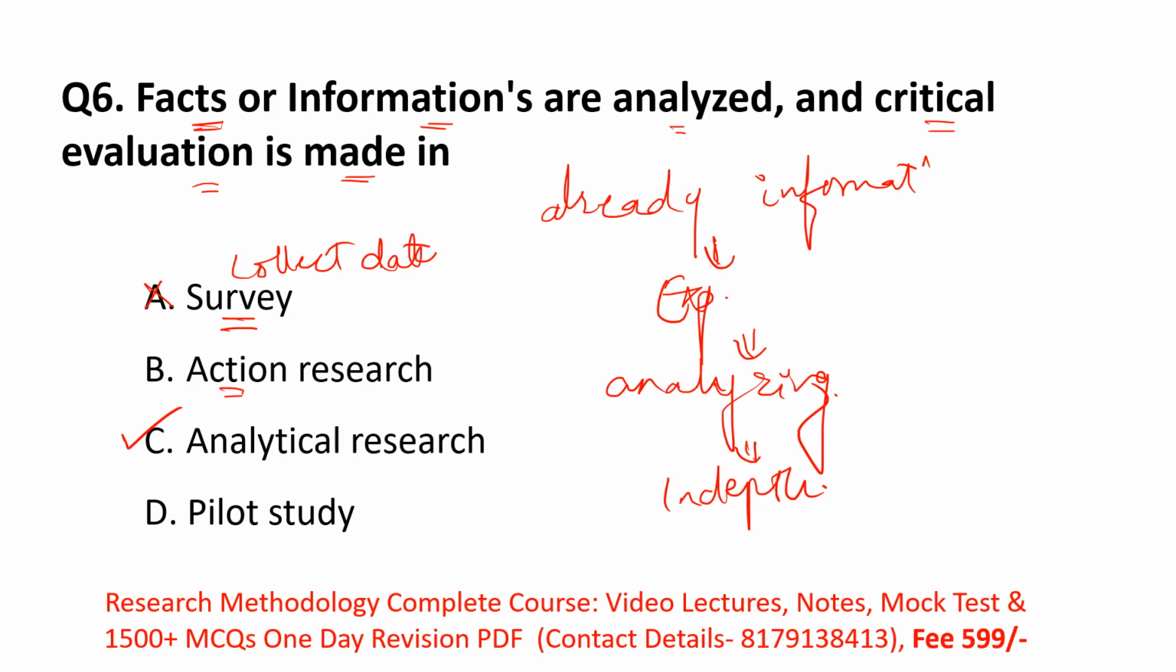Then option B, action research. In action research, the researcher generally solves a problem, which is immediate problem-solving research. Here you are not solving any problem, you are just analyzing. You already have information, you are just analyzing, you are not solving any problem here. So here option B is incorrect.